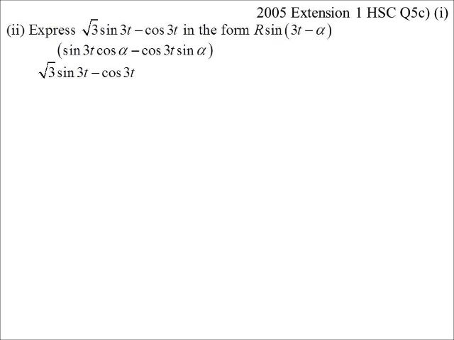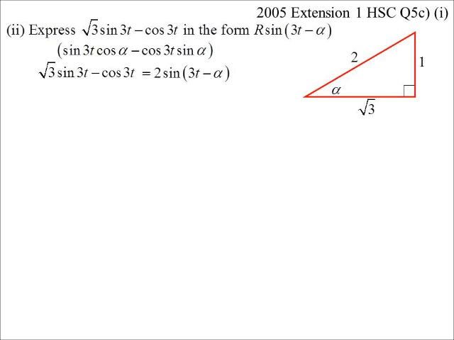So it would go sine, cos, sine. So in this case, it would be sine 3t cos alpha. So the root 3 is associated with the cos. That'll be the adjacent side. And sine alpha, well, we don't normally write the 1 down, but 1 would be on the other side. So let's put those in. Hypotenuse turns out to be 2. So I know that's 2 sine 3t minus alpha.